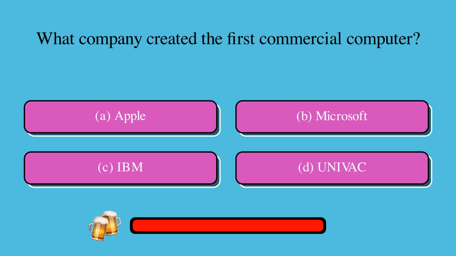What company created the first commercial computer? Is it A, Apple, B, Microsoft, C, IBM, or D, UNIVAC? The correct answer is D, UNIVAC.